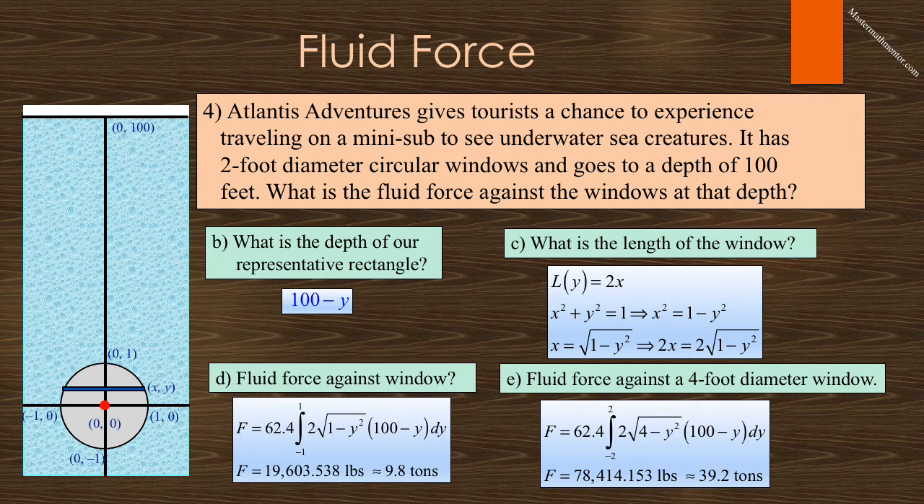If we double the size of the window's diameter, we find that the fluid force gets much larger. Our equation now is fluid force is 62.4 times the integral from -2 to 2 of 2 square root of 4 minus y squared times (100 minus y) dy. And this gives 78,414.153 pounds, or approximately 39.2 tons.